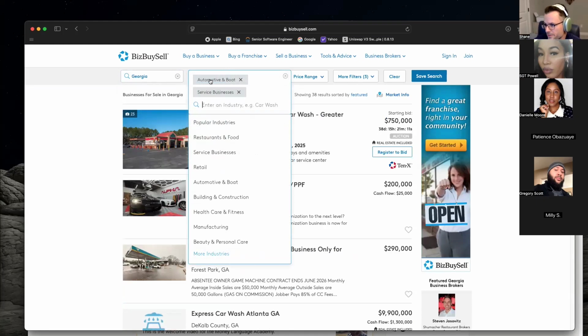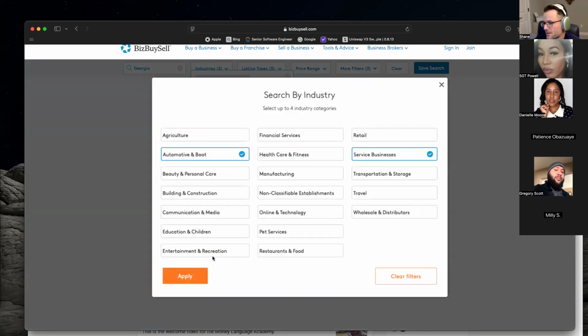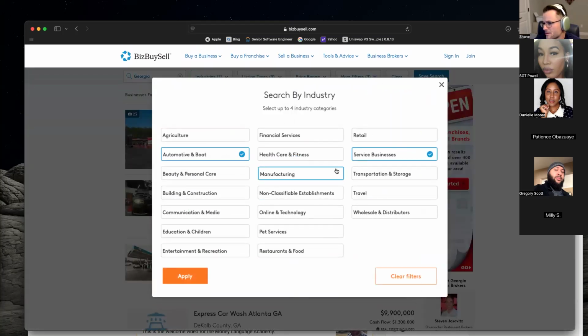So I usually start with service businesses and automotive. If I don't find anything there, because I still like tech, I will click the more industries and I'll pick tech, like online and technology. I'll go ahead and pick it just to be sure. And you can also pick building and construction. That counts too. So there we go. We're going to cast a wide net here.